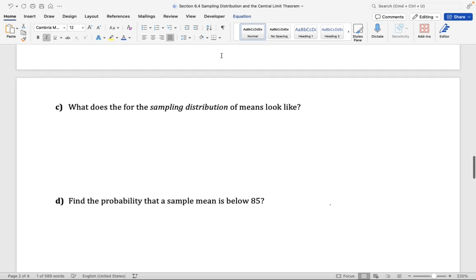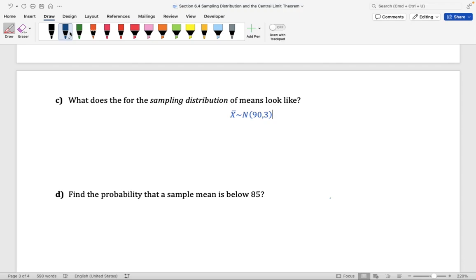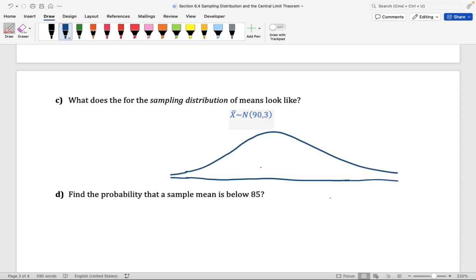Now, what does the sampling distribution of means look like? Well, we know that X bar follows a normal distribution. We know that the mean is 90 and the standard deviation is 3. We can go ahead and draw this distribution. Should be a normal curve. The center of this distribution is 90, and we can go ahead and label some standard deviations to the right and left. We have 90 plus 3, which is 93, 96, and 99. Here on the left, we have 87, 84, and 81. So this is a good visual of what the sampling distribution looks like.